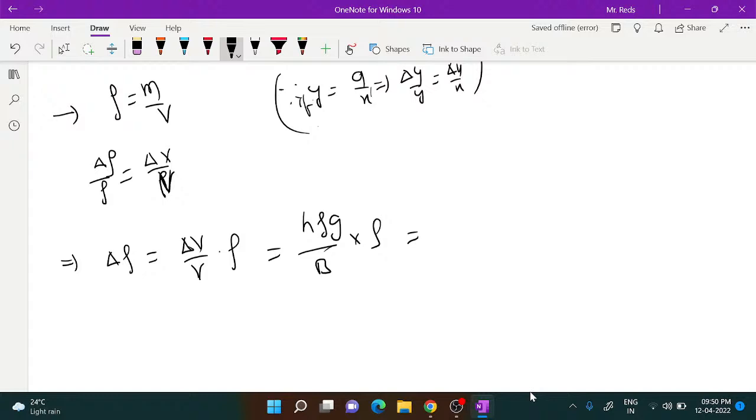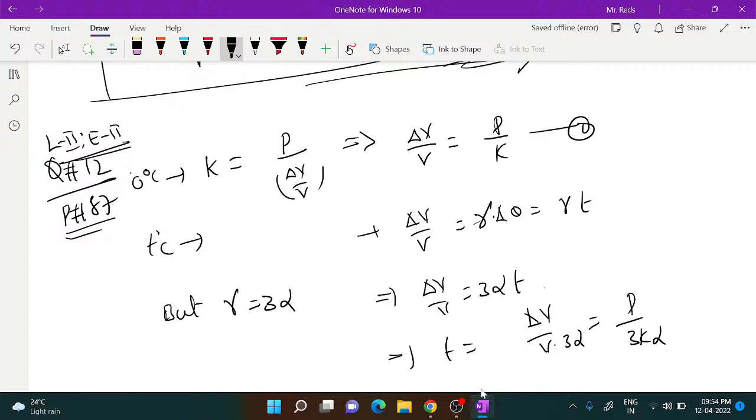Next, this is a solid cube. Uniform pressure is exerted on all sides of a solid cube, but it is at 0 degrees Celsius. Initially, T1 is equal to 0 degrees Celsius. Because of this pressure acting in all directions, the volume will decrease. So to bring the volume back to its original condition, we are increasing the temperature from T1 to T2, that is T degrees Celsius.